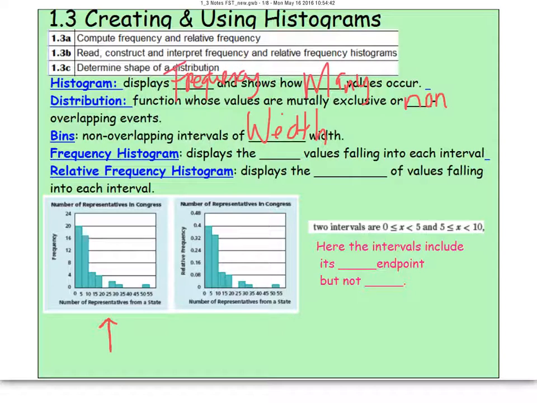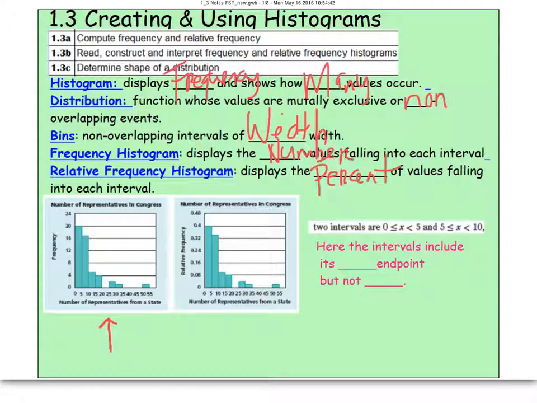And then there's a frequency histogram versus a relative frequency histogram. If we look at it here, this is a frequency histogram because it records frequency or count. So we'll say the frequency histogram displays the number values, which are the counts. And then over here we have the relative frequency, and if you look at that, it's a percentage. That really just displays the percent, or as a decimal, like we're seeing in the graph.